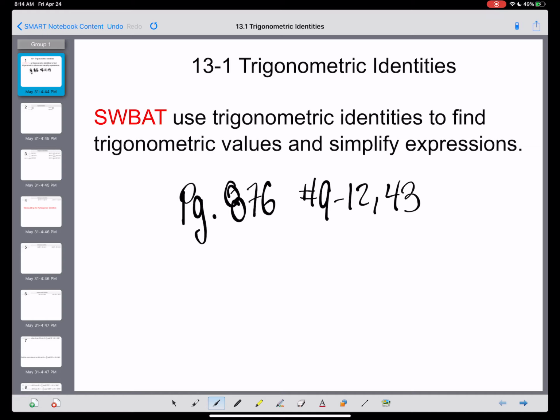And your homework is page 876, numbers 9 through 12, 43. Okay. It's just gonna be a lot of notes, and then we'll do some problems at the end.